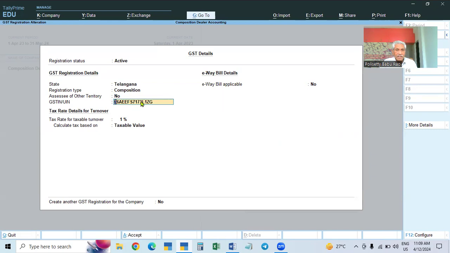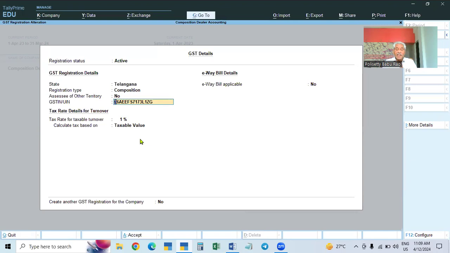Then the registration number. The registration number will be the same as for regular dealers also. After that, in the case of the regular scheme, it will ask about the periodicity of GSTR-1 filing, either monthly or quarterly.